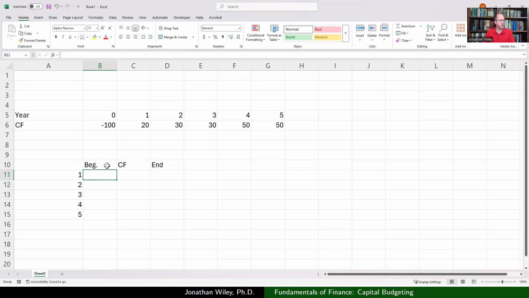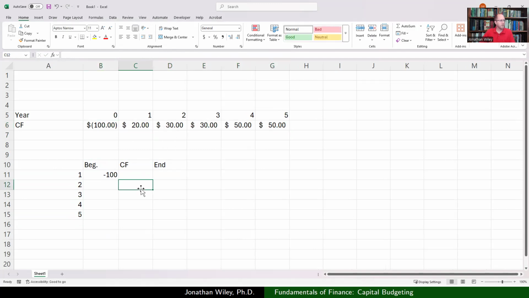Okay. So at the start of the first year, I start off being down $100. So I'm down $100. And if we want to make this a little bit prettier, I suppose, we can add a little bit of formatting there. Okay. So I start off the first year in the hole $100. Now, my cash flow for the first year is 20. So I'm going to put in $20 for my cash flow.